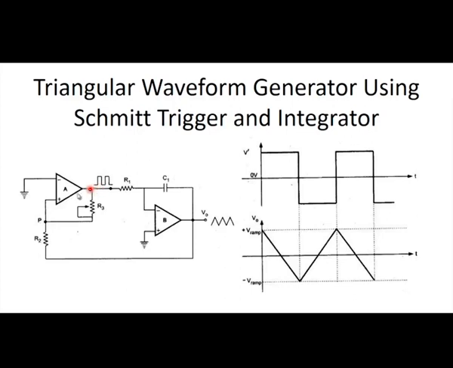If the output of operational amplifier A is minus V saturation, then the output of the integrator is a positive going ramp. When you see the waveform, if it is the minus V saturation, or a negative pulse, the negative half of the square wave, the output of the integrator is a positively going ramp.